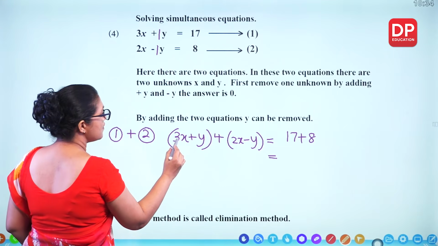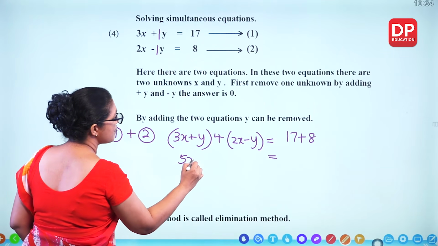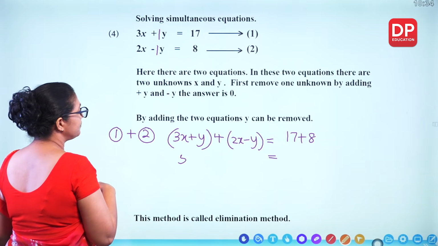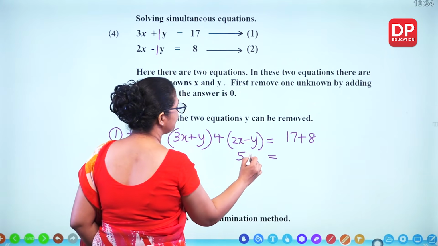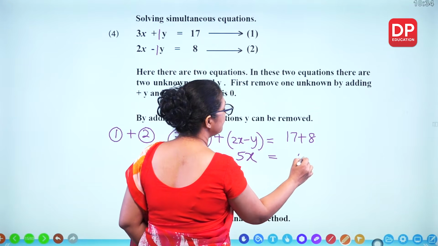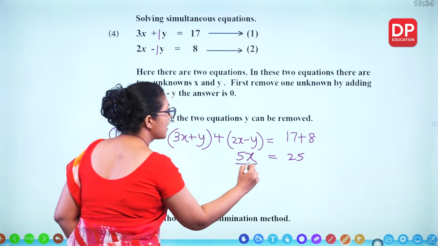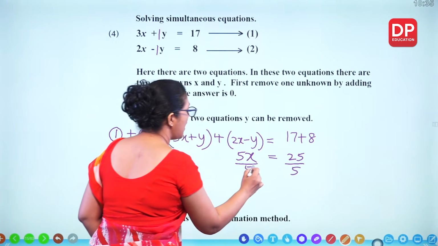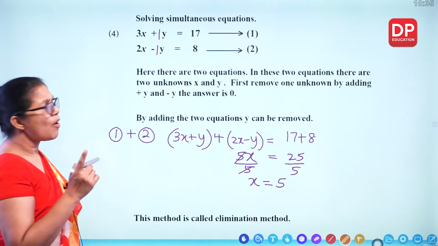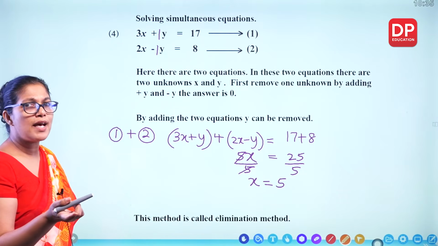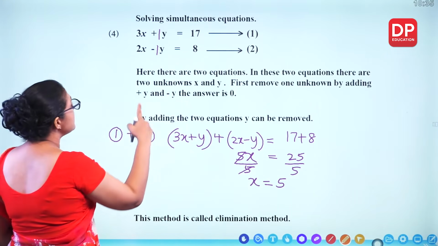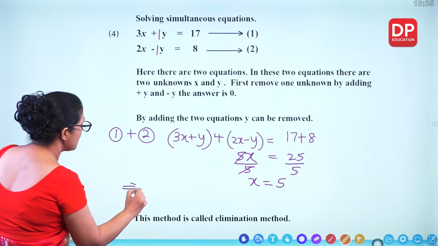Now what do you get? 3x and 2x, 5x. y and minus y get cancelled out. So I can write 5x here. 17 plus 8, you get 25. So now we can divide this by 5 and get the x value. x is 5. Now how do we find out the y value? Two unknowns are there this time. x equals 5. So you can take any one of the equations. I'll take the first one.